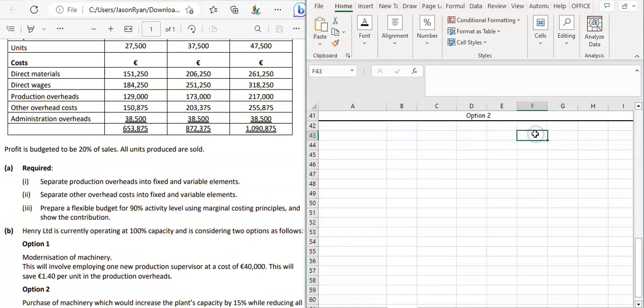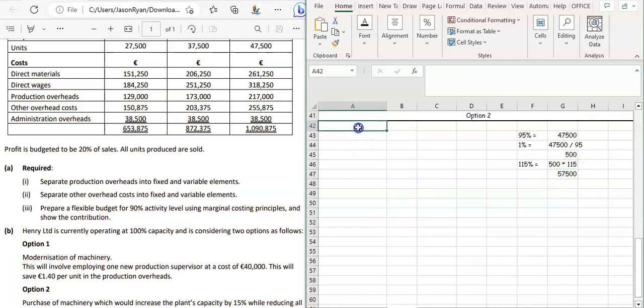So 95% is equal to 47,500. So 1% is equal to 47,500 divided by 95, and we know that should be 500 based on the previous working that we've done. So 115% is equal to 500 multiplied by 115. So 500 multiplied by 115 is going to give us 575, or 57,500 units.